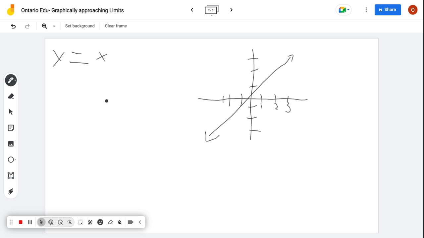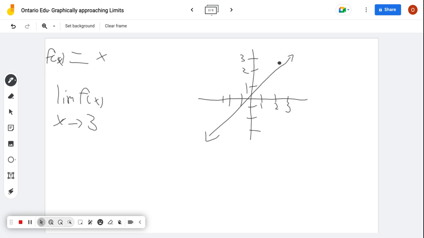Now in this case, let's say I want to take the limit of f of x as x approaches 3. And I'm also going to change this to f of x so you guys won't get confused, but they mean the same thing. Okay, so we know that the y values are 1, 2, and 3 here.